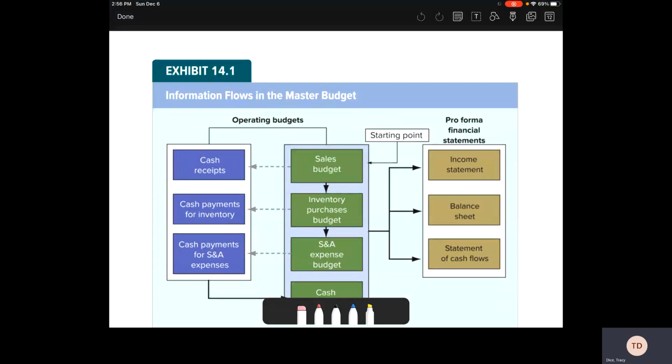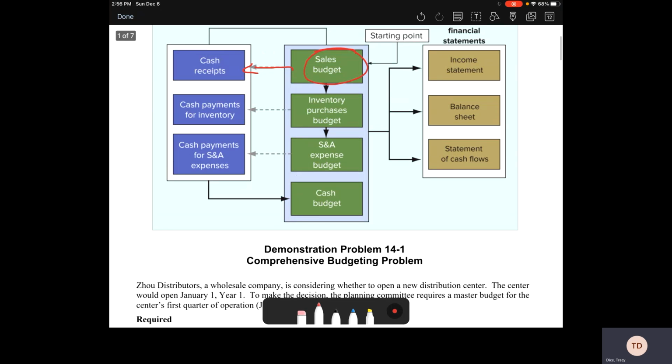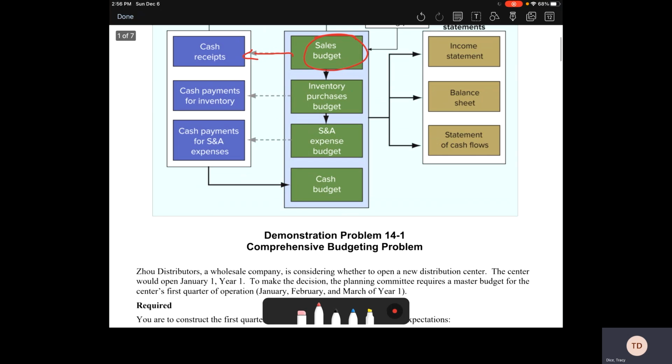Hello everyone. This video is going to cover the first part of demonstration problem 14.1, how to prepare a sales budget, a schedule of cash receipts, and the pro forma data that go along with a sales budget. So again, we're talking about that master budget. We start with the sales budget, and then we're going to figure out our schedule of cash receipts from that sales budget, and then which aspects go on these different pro forma statements.